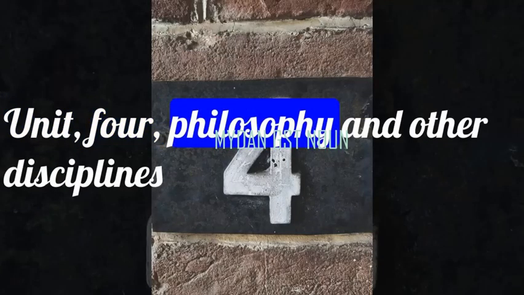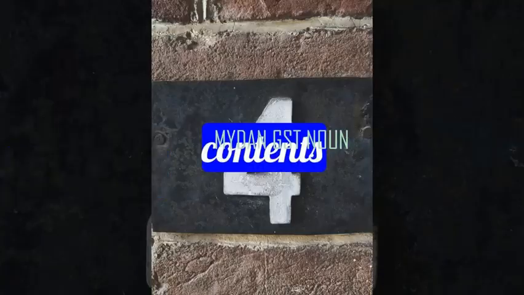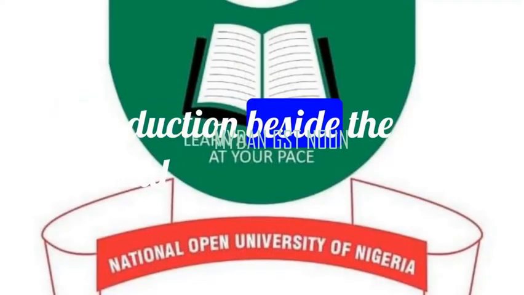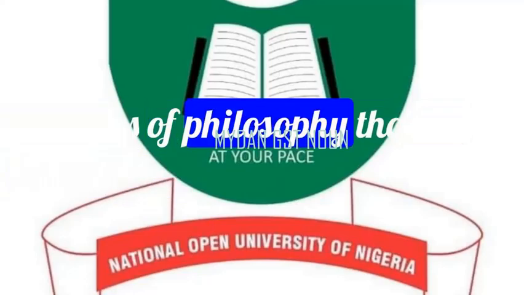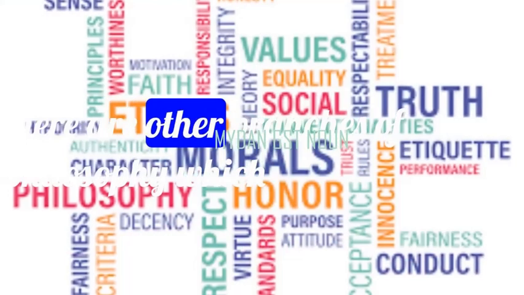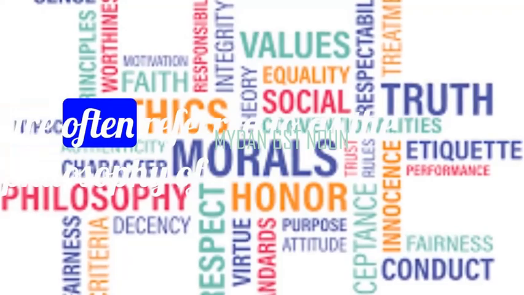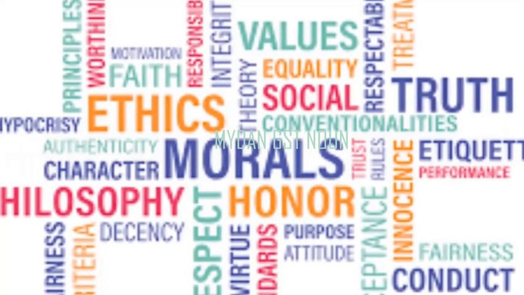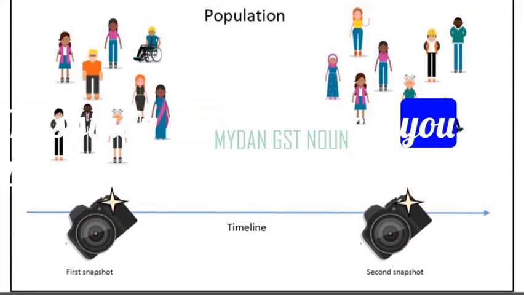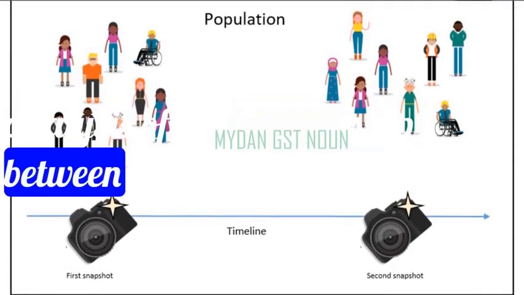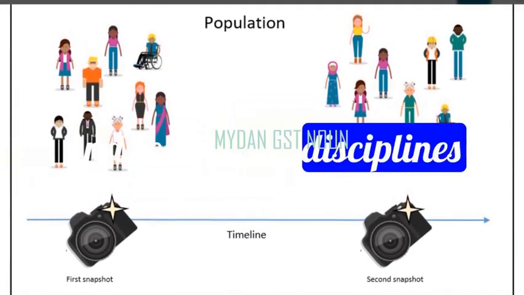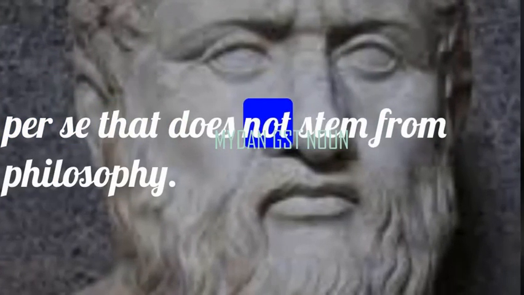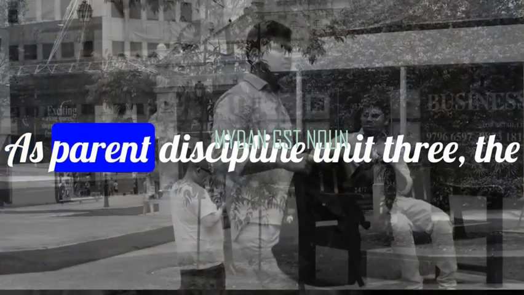Unit 4. Philosophy and Other Disciplines. Contents. 1.0. Introduction. Besides the four traditional branches of philosophy that you have learned above, there are other branches of philosophy which are often referred to as the philosophy of the infrastructure of disciplines. This study unit introduces you to the analysis of the relationship between philosophy and some other disciplines, bearing in mind that there is no discipline per se that does not stem from philosophy as the parent discipline.